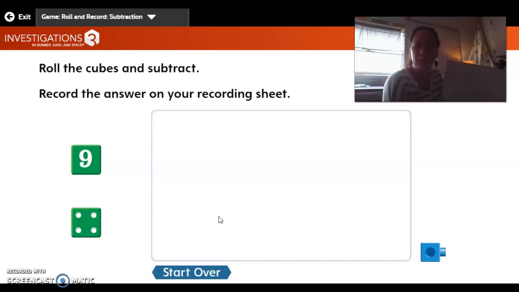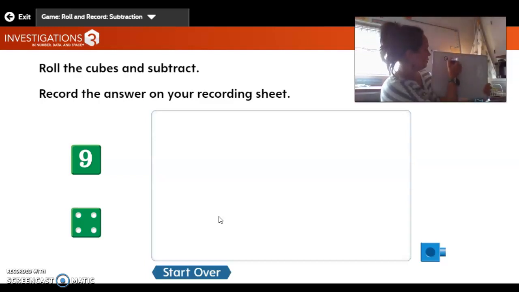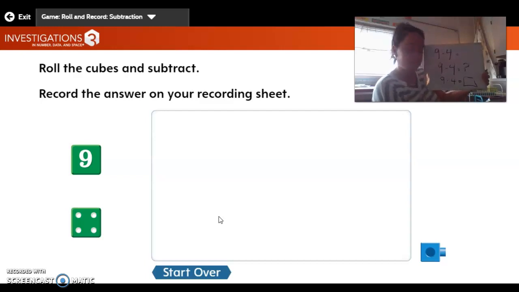So here are some different ways to write it. These are different notations. 9 minus 4 equals. I could say 9 minus 4 equals question mark. I don't know. I could say 9 minus 4 equals, and I'm going to put my answer right there because I don't know it yet. So these are different ways to write out what you've flipped over. These are different notations.